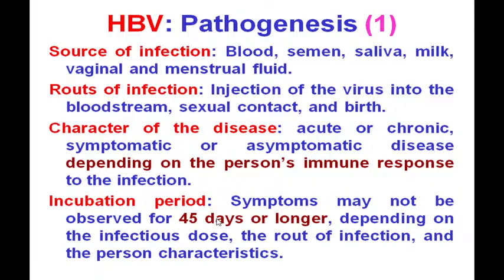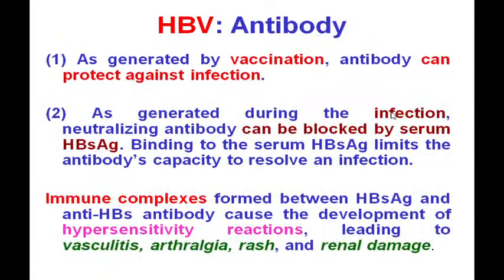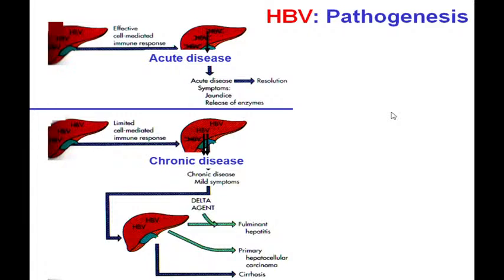So if we take a look at the disease, we take a look here. Mainly, the character of disease depends very much on the person's immune response to infection. So that really determines whether the disease will be acute or chronic, symptomatic or asymptomatic. Let's take a look at this.